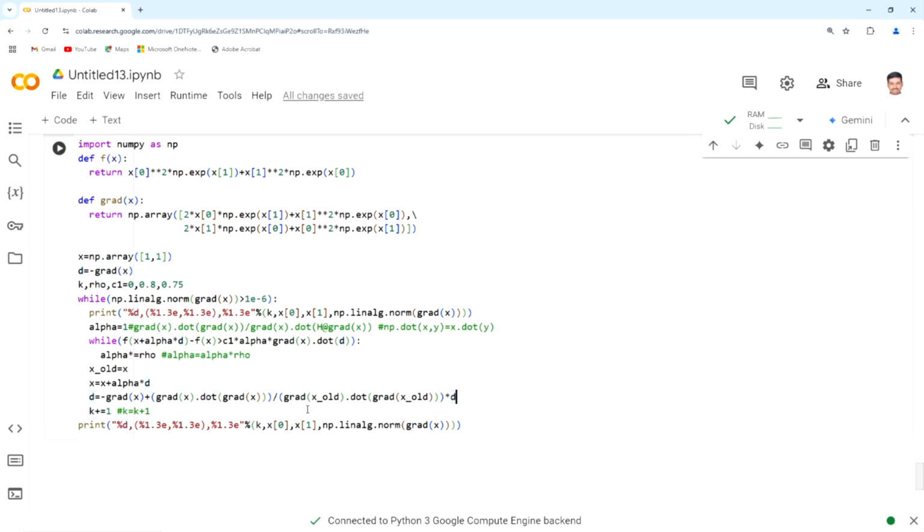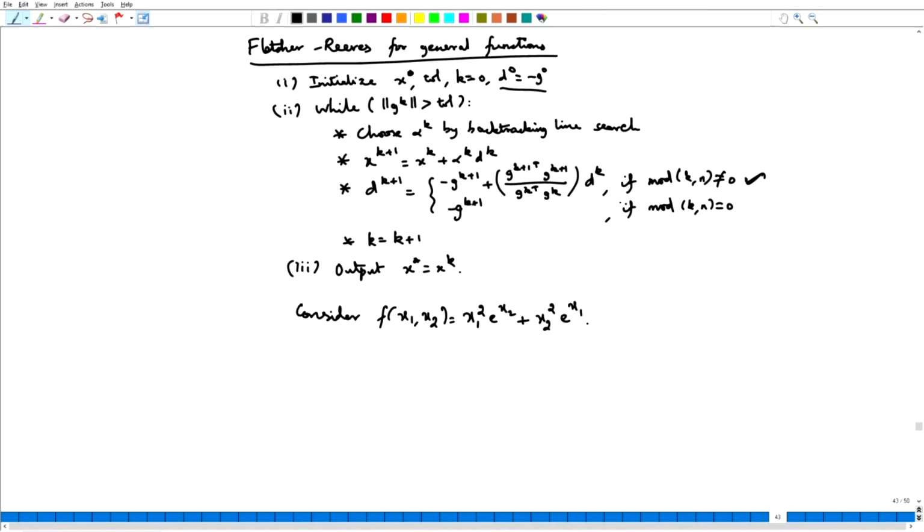So, the other one that I forgot to do is, this has to be done when modulus of k comma n is not equal to 0. If modulus of k comma n equals 0, this has to be just minus g k plus 1. So, this term should not be there in the first place, right. So, you can write it with an if command, right. So, if mod k n not equal to 0, then it has to be minus g k plus 1 plus g k plus 1 transpose g k plus 1 by g k transpose g k into d k, else it is just minus g k plus 1.